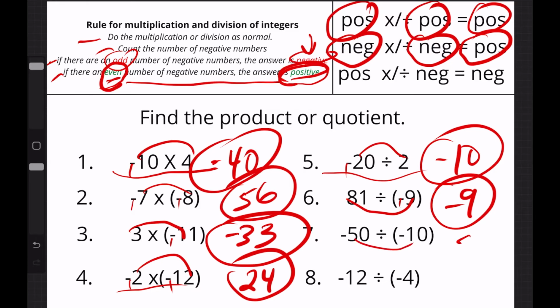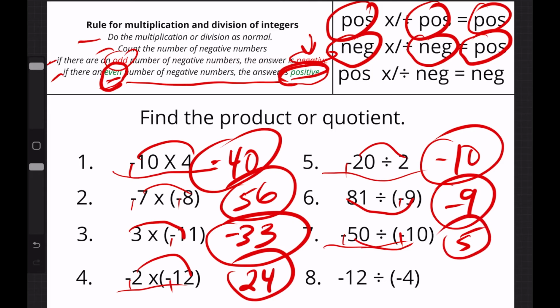50 divided by 10, well, that's 5, right? Because 5 times 10 is 50. How many negatives do we have? 1, 2, right? 2 negative numbers. Well, if we look at our chart on the left, if there are an even number of negative numbers, then the answer is positive. 2 negatives is an even number of negative numbers, so the answer is just 5.